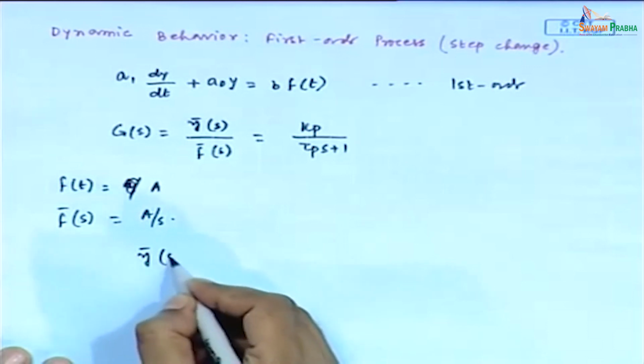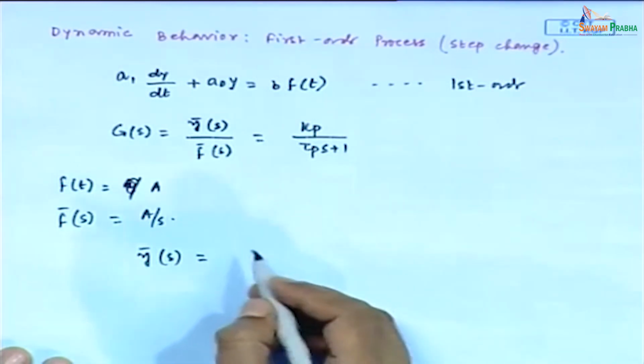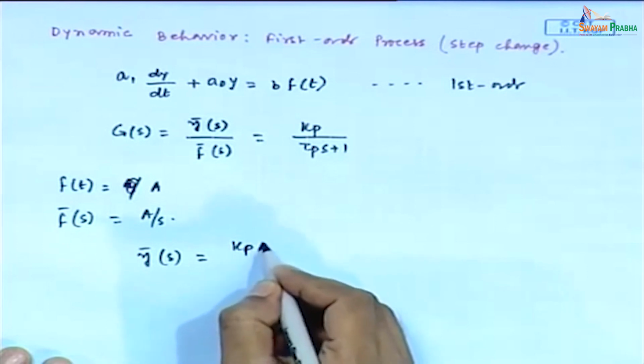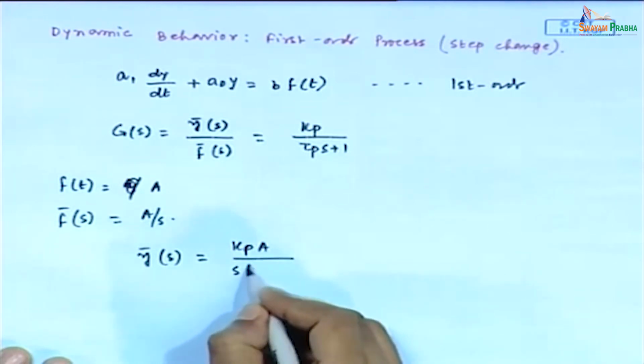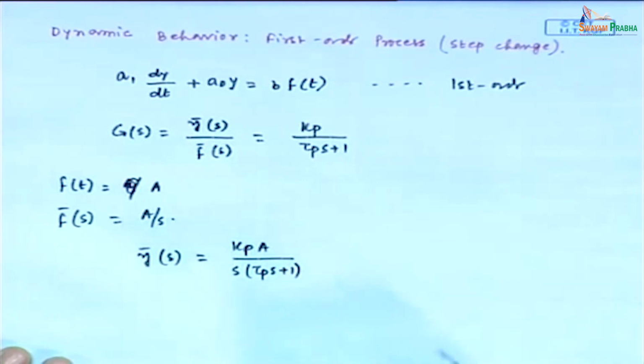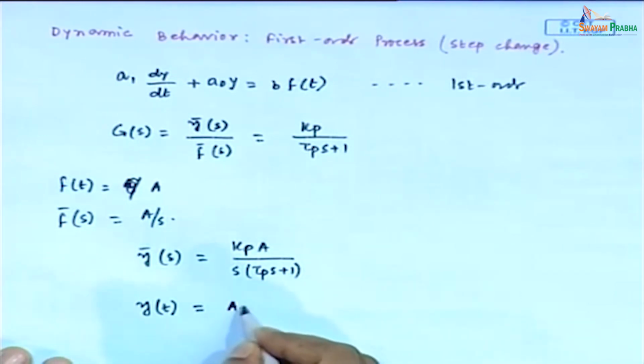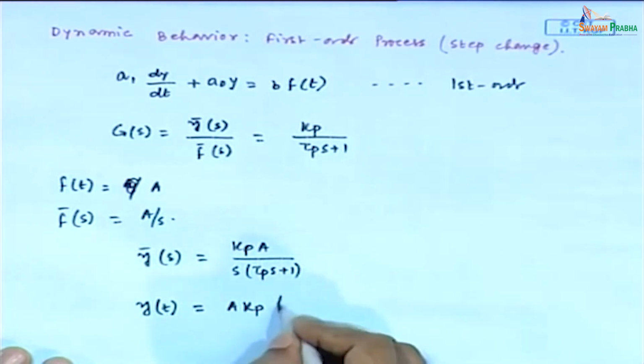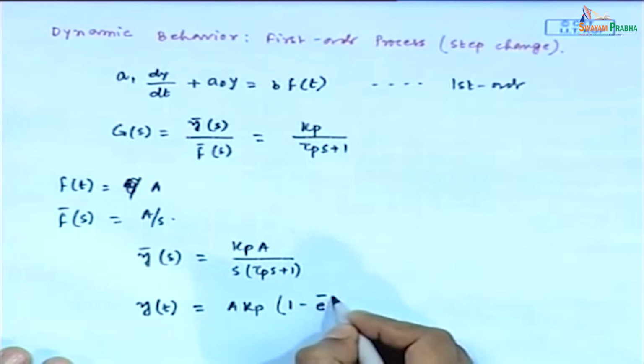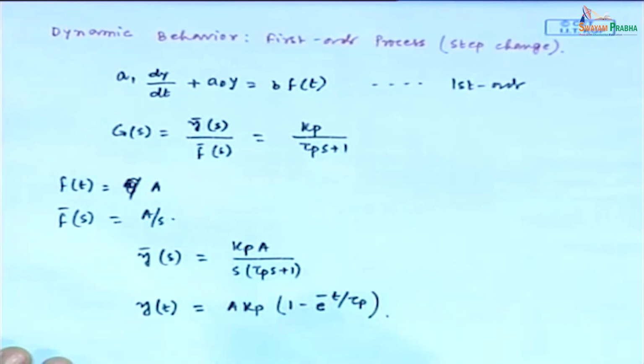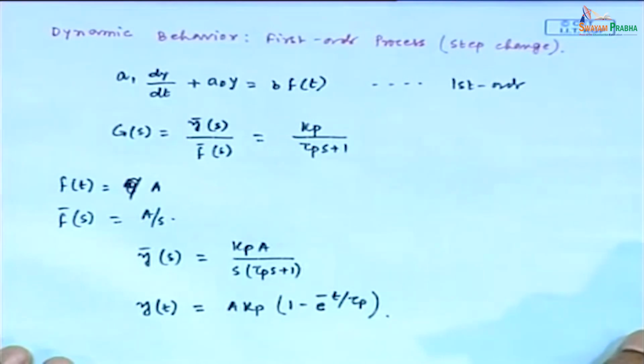So, y bar s becomes k p a divided by s tau p s plus 1. Inverting this, we get y t equal to a k p 1 minus exponential of minus t divided by tau p. Up to this we had discussed in the last class. Now, we will try to plot the y versus time.